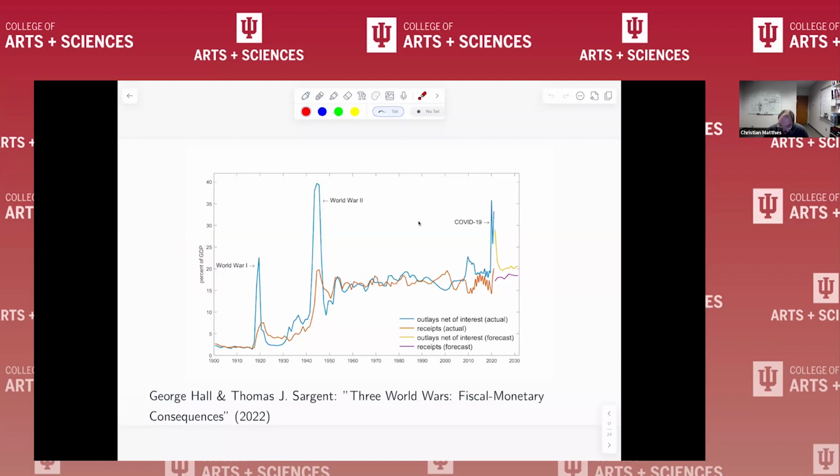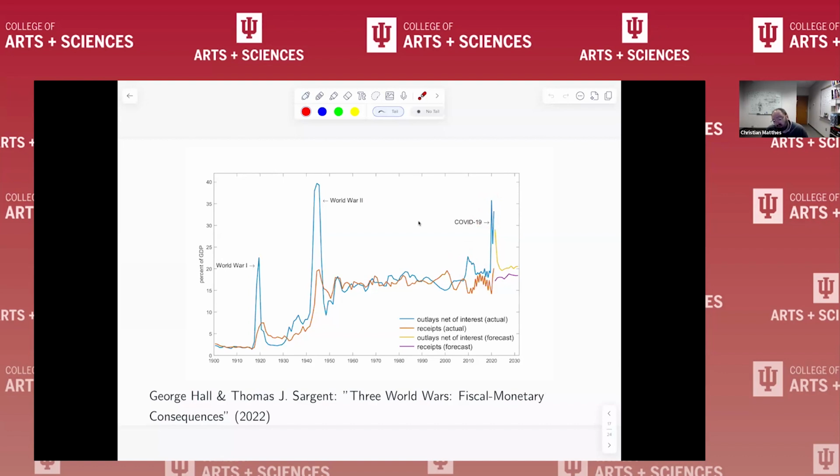We see first three very prominent spikes. We saw a big spike in government outlays in World War I, World War II, and during COVID. Hence the title of this paper. They call it three world wars: World War I, World War II, and the war against COVID. Interestingly enough, if you remember back to 2009, 2010, the financial crisis, we also saw government expand outlays, but this was much smaller than what we saw during COVID and certainly during the two world wars.